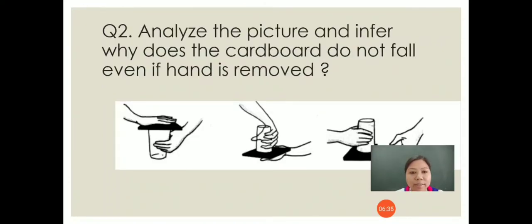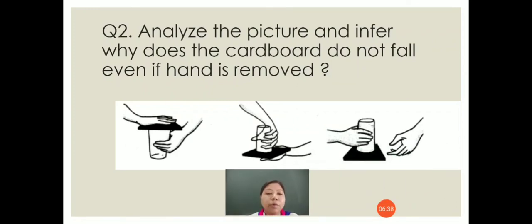The second question: here is a picture given. You need to analyze the picture, and you might have done this activity also. Why does the cardboard not fall even when the hand is removed? You can see in the picture that the cardboard is placed on the glass, the glass is inverted, and then the hand is slowly removed. Why does the cardboard not fall off when it is inverted? Children, I am sure that you will be able to answer this question also. Try to write down the answer in your copy.